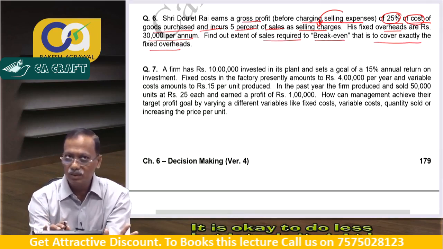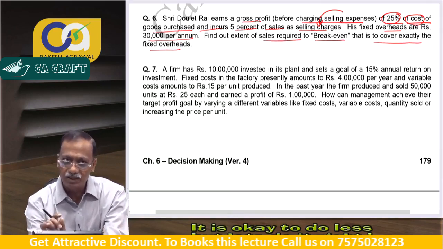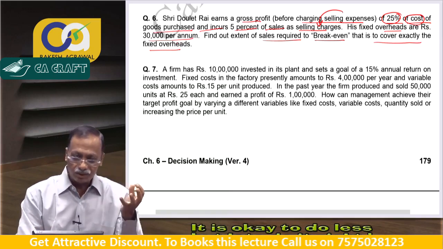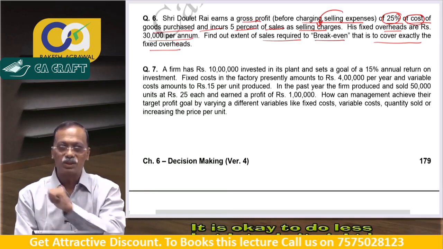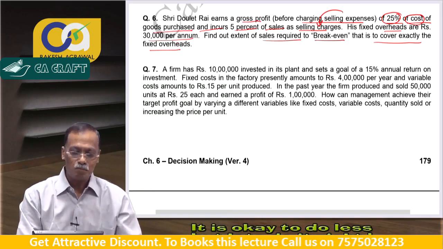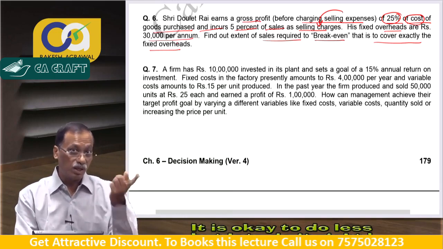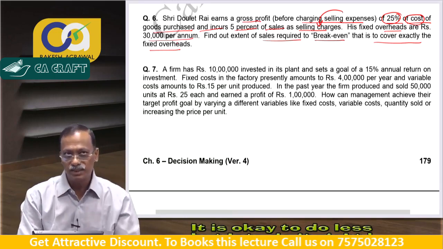The question is very simple to calculate BEP, but there is a trick. Trick means you have to use the accounting logic and convert it into marginal costing logic, that is CVP analysis. Using the gross profit ratio of accounts, you have to derive PV ratio for CVP analysis.